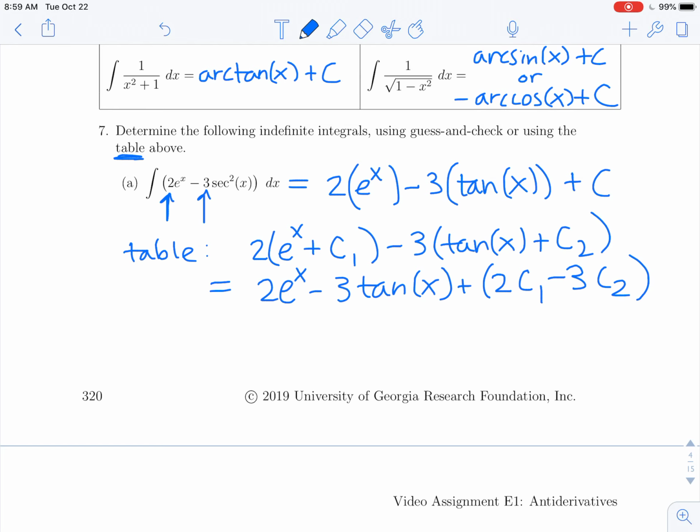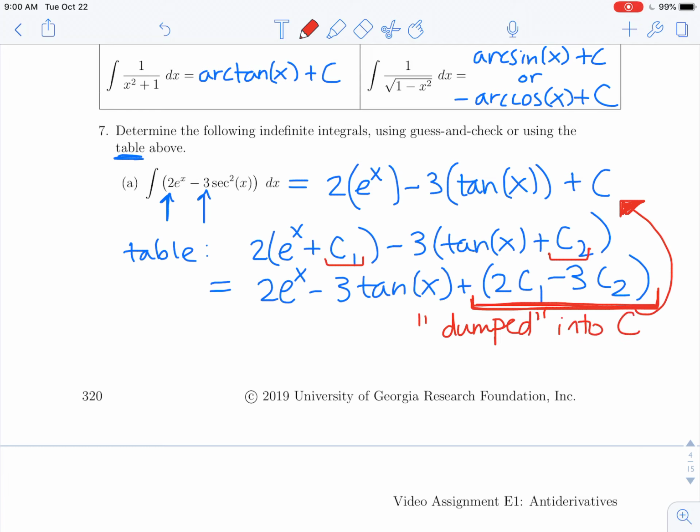And so the idea here is this 2c sub 1 minus 3c sub 2 just represents a constant, some kind of constant. And so when we're using the table, instead of actually writing out the c sub 1 and the c sub 2, what we do is we just remember to tack one on at the very end of the problem, because we can dump all of our constants into that single one. So these are dumped together into the C that I wrote in my final answer.